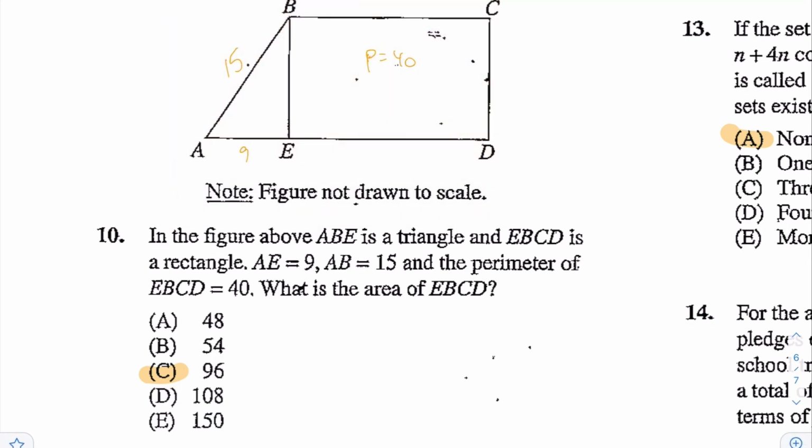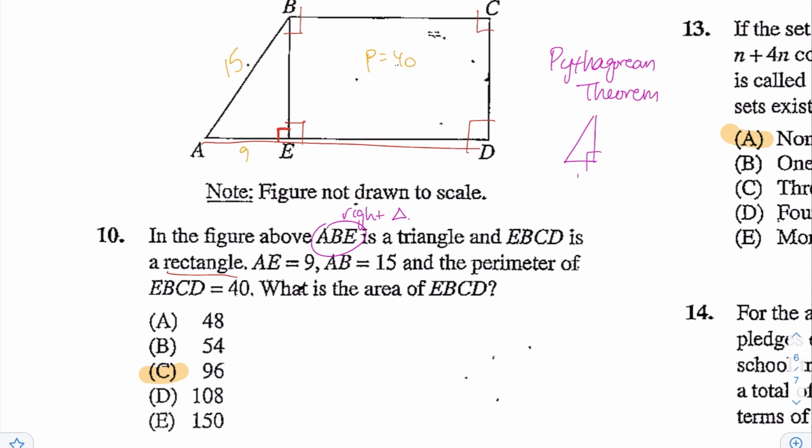So the first thing you have to do is, you know that rectangles have right angles. And because you have a line AD here, you know that angle AEB is also a right angle. So this triangle, ABE, this is actually a right triangle. And for right triangles, you can use the Pythagorean theorem, which states that for all right triangles, the relationship between the sides is a squared plus b squared is equal to c squared. So you can set this up with 9 and 15, but this is actually one of your Pythagorean triplets, so we can take a shortcut.